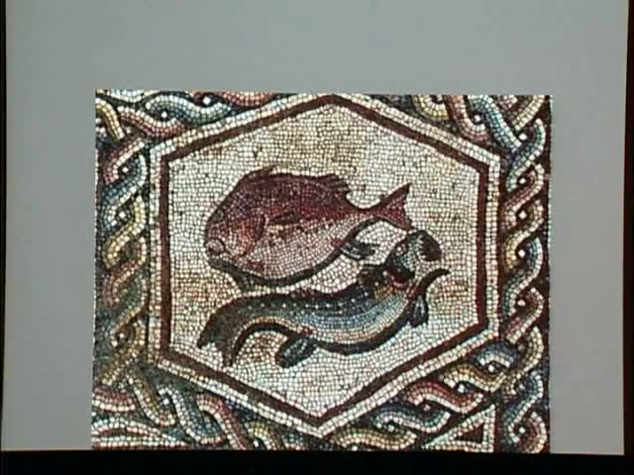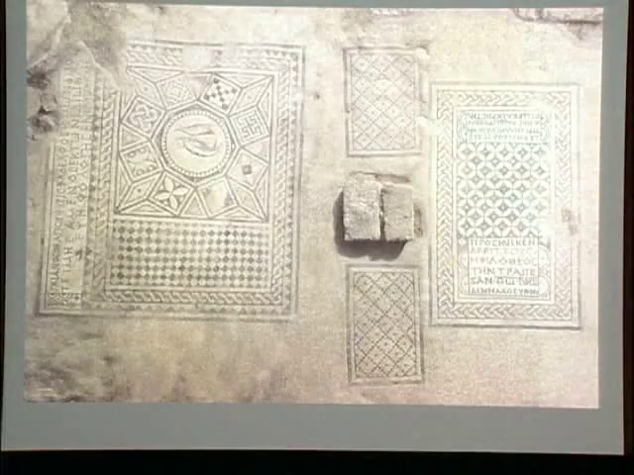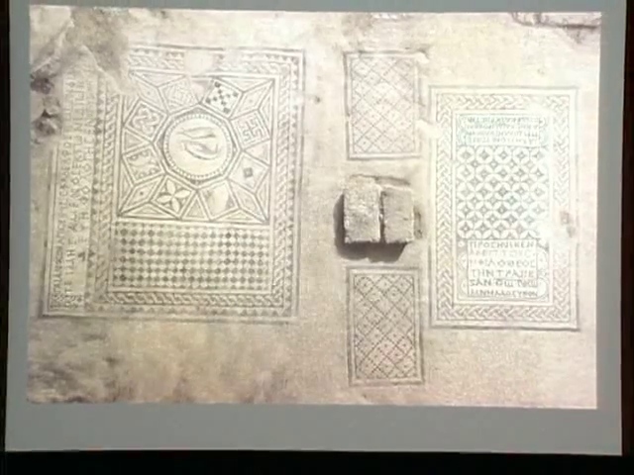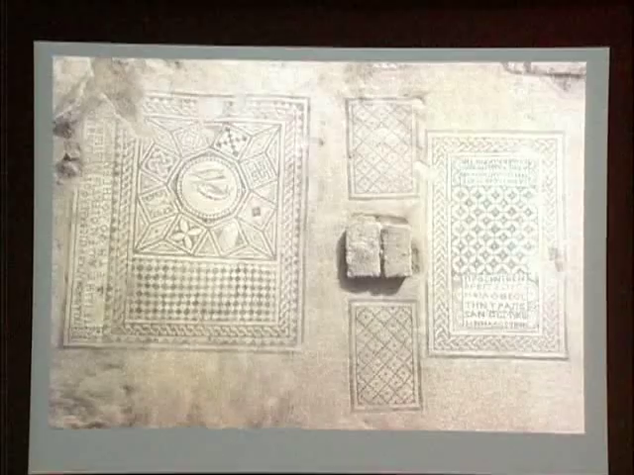Similar fish appeared as a central motif on an early Christian mosaic floor discovered at Kfar Othnay on the grounds of the Megiddo prison. Here you have this floor, and here you have these fish.